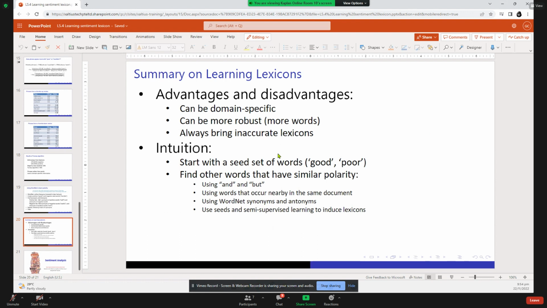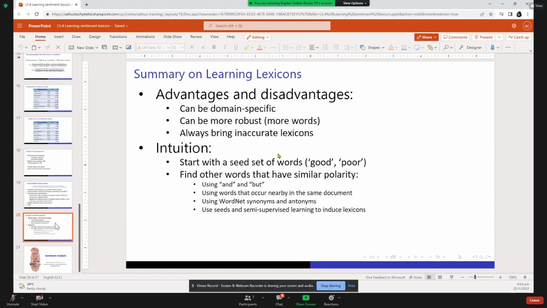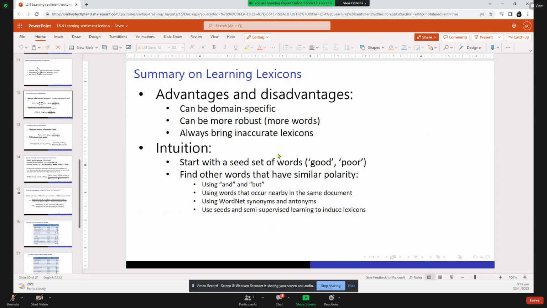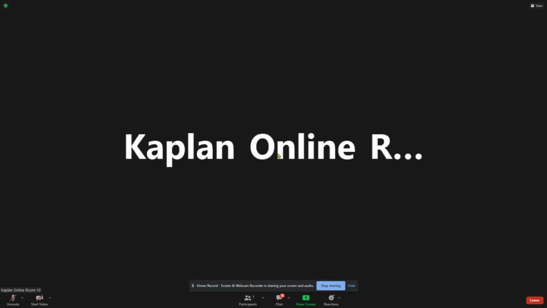Using WordNet synonyms and antonyms, we have seen that in WordNet you can have antonyms of certain words, putting them into the opposite polarity, and synonyms putting them into the same polarity, and so on. Use seeds and semi-supervised learning to induce lexicons as well. So that's the end of this particular chapter. Okay, so I'll quickly share the video as well, for some additional info if I have missed out any.